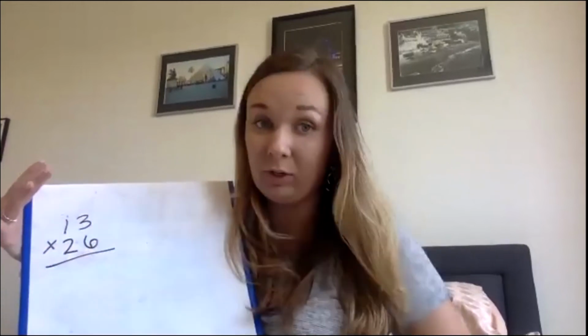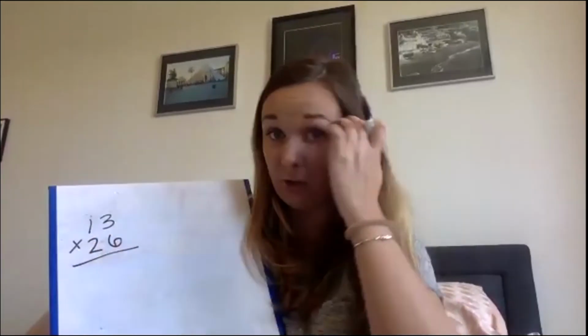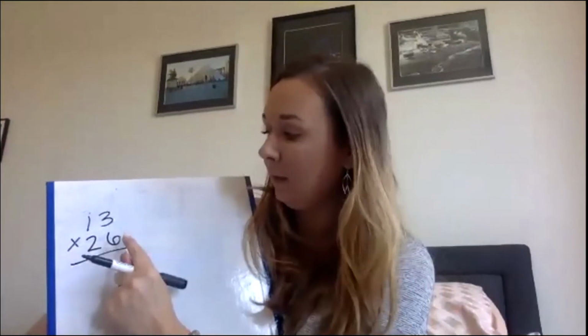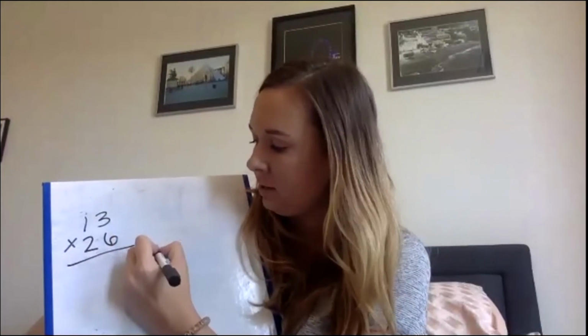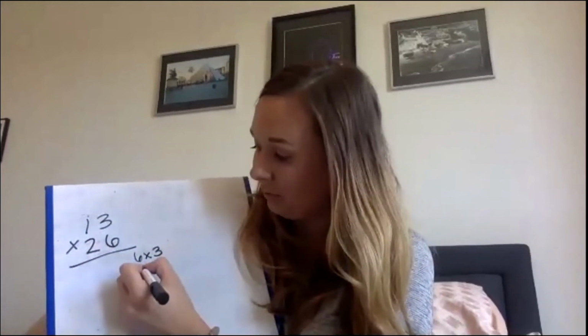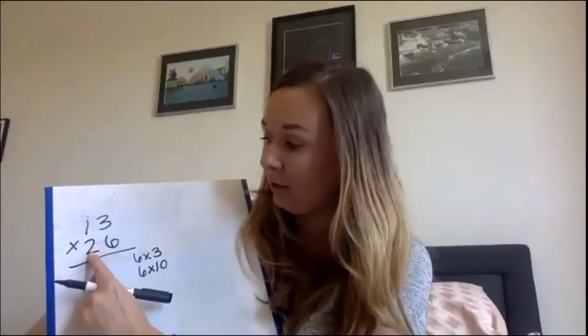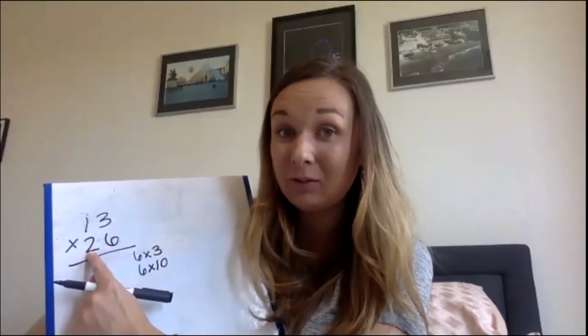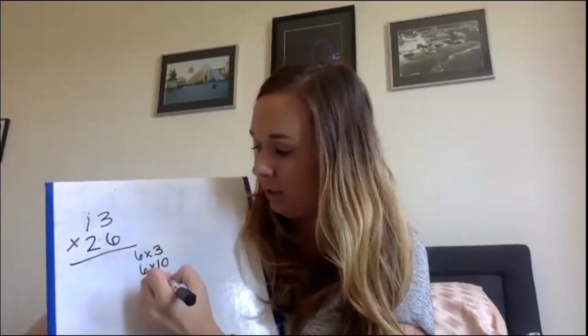This is a skill we've worked on a lot this year, but we know we still continue to practice. So first we're going to do the partial products method. I'm going to go 6 times 3. And then I'm going to go 6 times this 1, but this 1 is in the tens place, so it's actually 6 times 10. My third product comes from this 2, but it's a 2 in the tens place, so it's 20 times 3, and then 20 times 10.